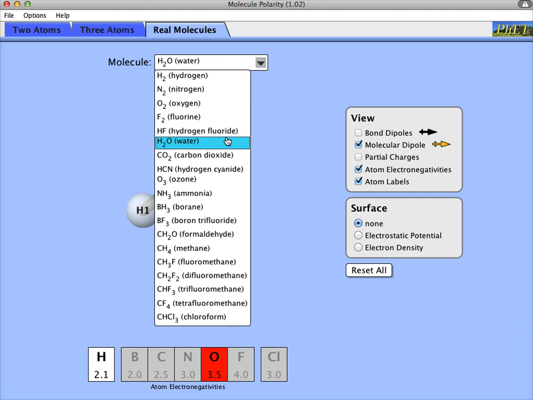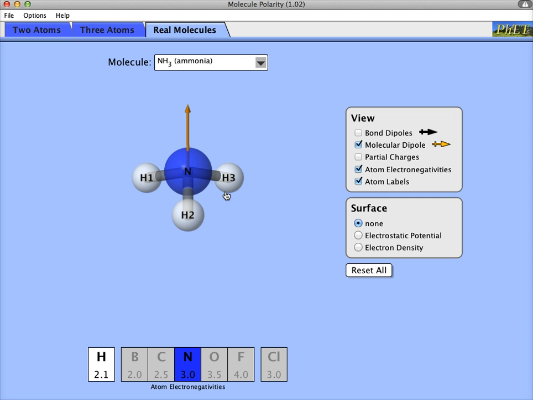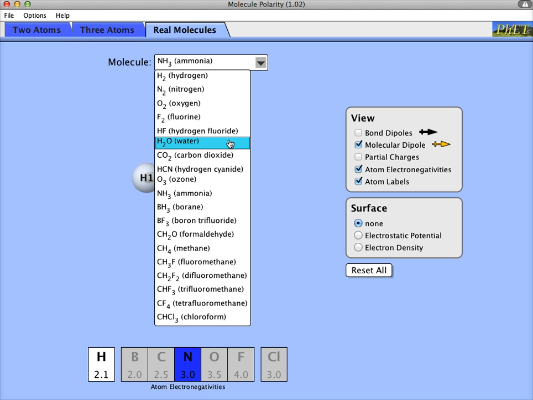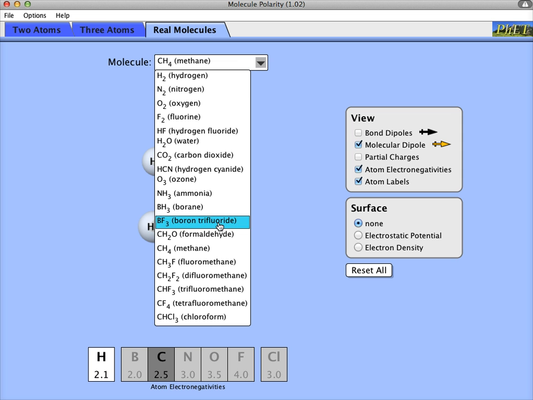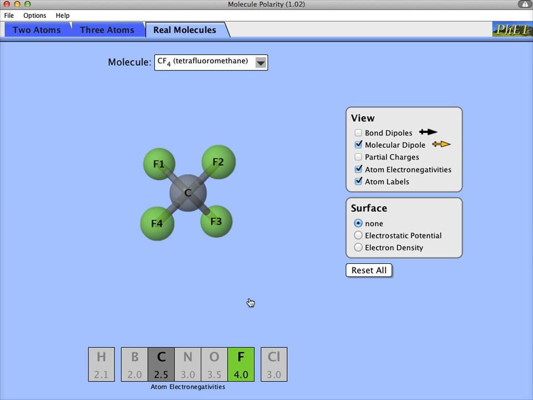How about ammonia? No, let's not do ammonia, actually. How about methane? No. Here we go. Okay.